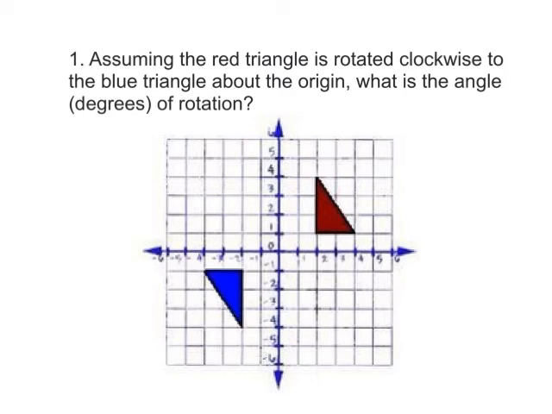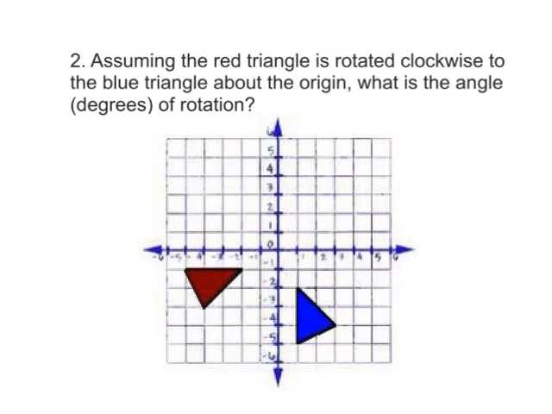Here are the 3 questions I'd like you to answer. Number 1, assuming the red triangle over here is rotated clockwise, remember clockwise goes this way, to the blue triangle about the origin, what is the angle? Remember the degrees of rotation. So it's 90, 180, 270, 360.